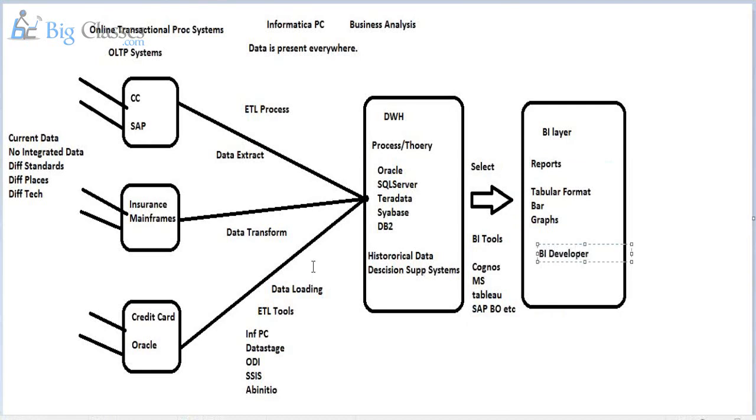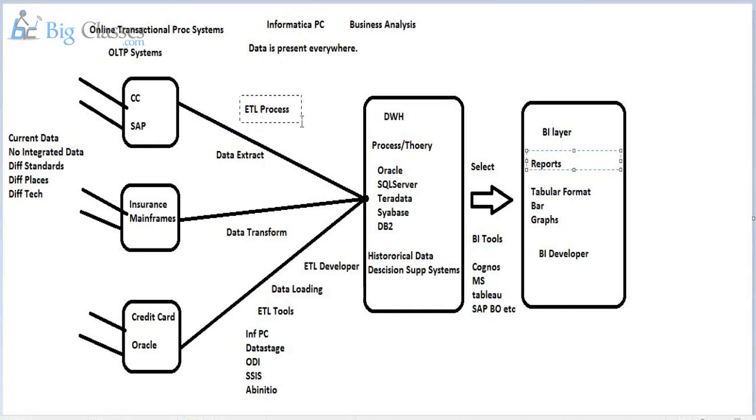As an ETL developer, we make use of the ETL tools for creating the ETL process to load the data into the data warehouse. Once the data is loaded, the BI developer will make use of the BI tools to create the reports. These reports will be accessed by the business users of the company to analyze how the business is running. So this is, at a higher level, how the data warehouse works.